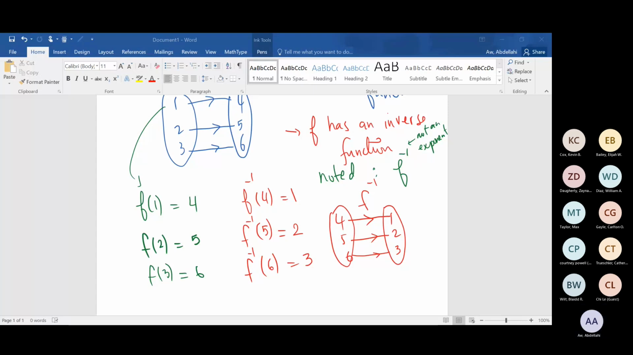I said, if my function is a vending machine, when we talk about a vending machine as a function, what is the input? What is the X? The money, right? What's going to be the output? What is the Y? Whatever you get out, right? Drink or chips or candy or whatever you get out. That's going to be your Y.